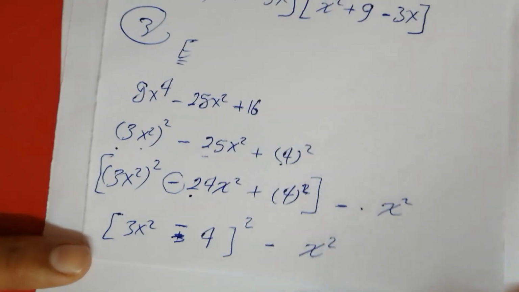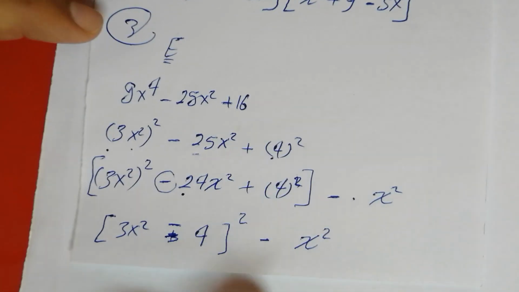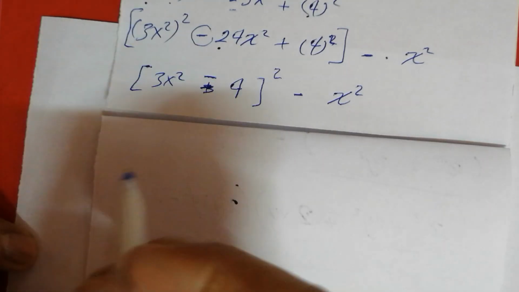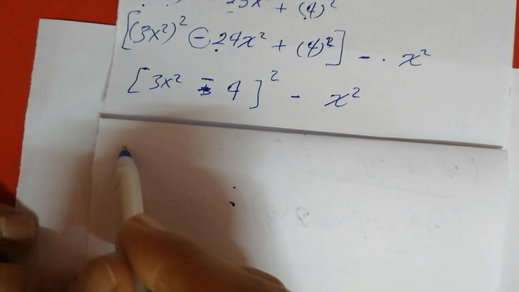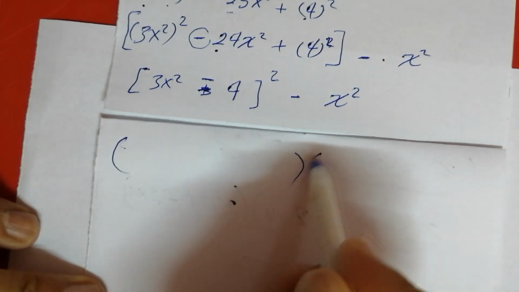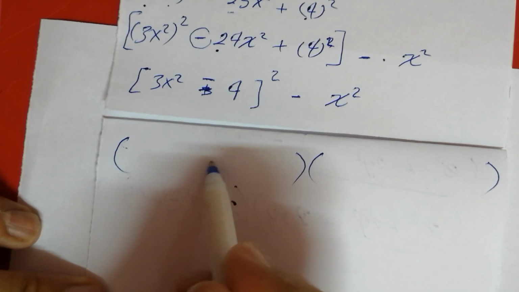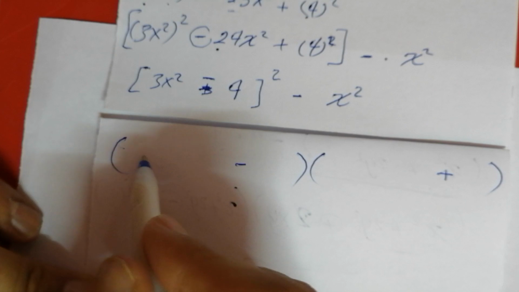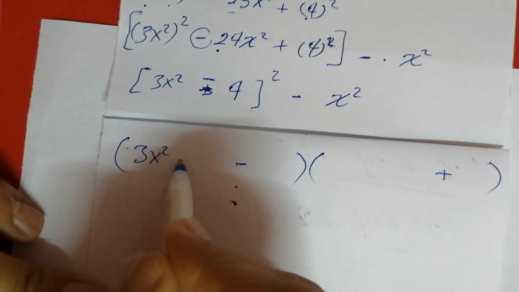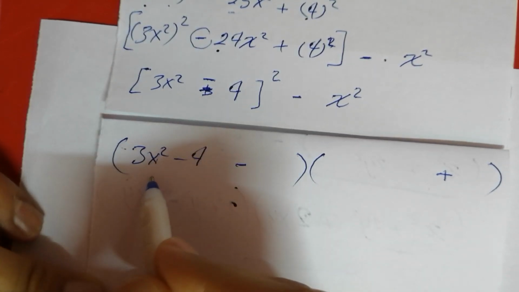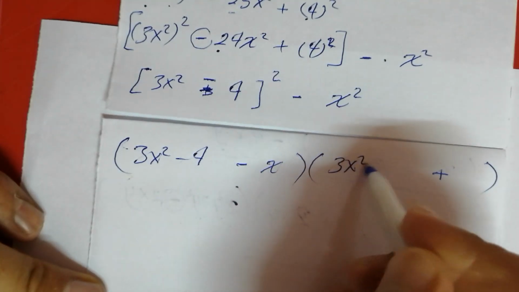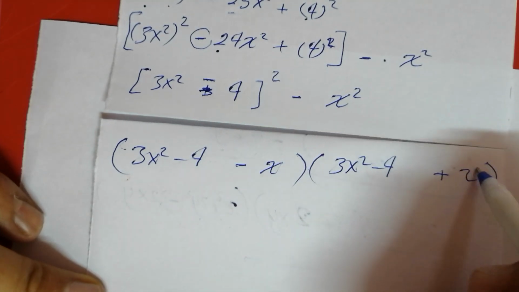So I'm hearing another one saying, yes mister, you're going to factorize it into a difference between two squares. Yes, that's very good. And the difference between two squares is going to be like this: two brackets, one of them is minus and the other is plus. The first term should be 3x squared minus 4, and the second term is x. So 3x squared minus 4 plus x, and 3x squared minus 4 minus x.